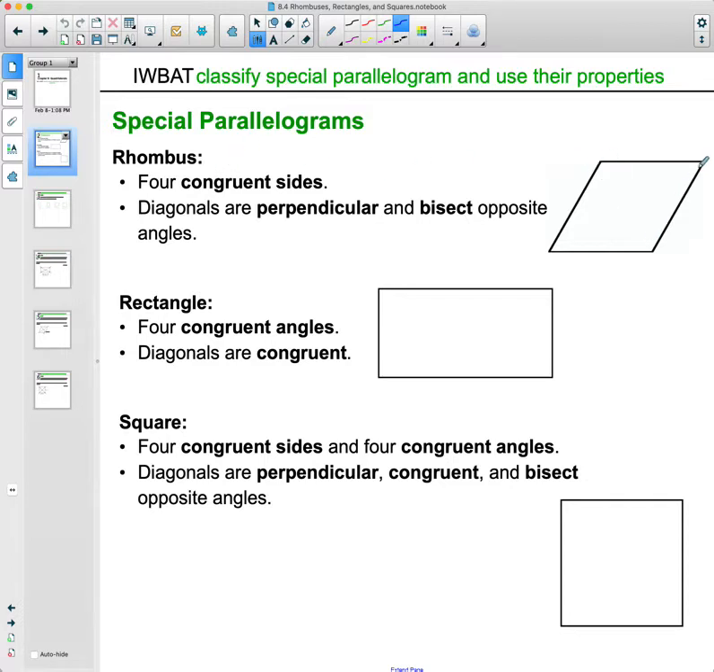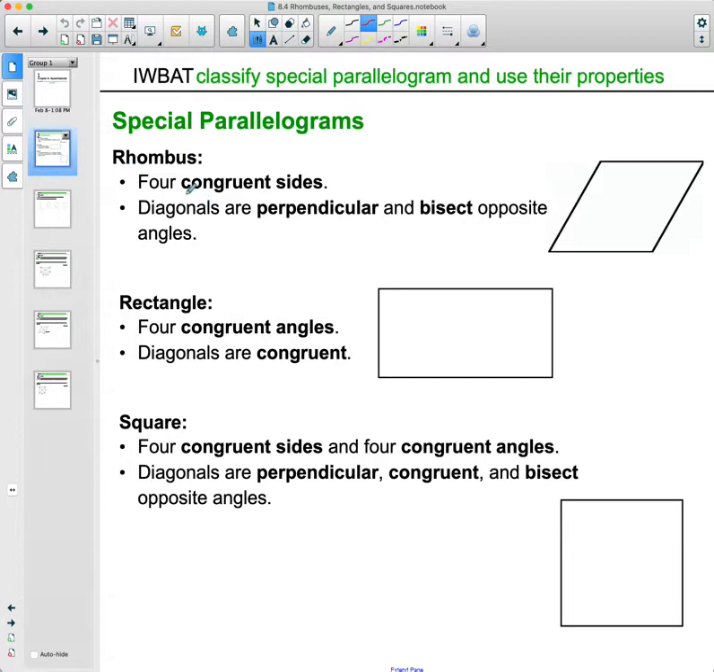So their opposite angles are going to be congruent, their opposite sides are going to be congruent, consecutive angles are going to be supplementary, and diagonals are going to bisect each other. Those properties happen in all of these. They also have some of their own special properties.